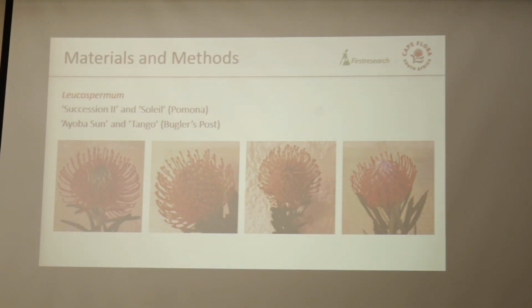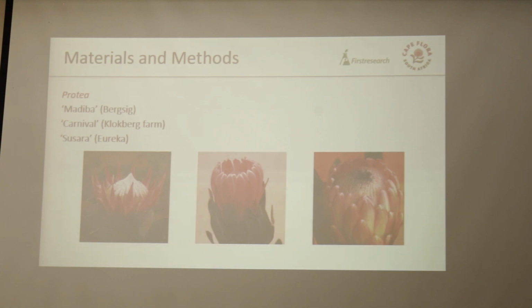Okay, and I used 4 different pincushion cultivars. So I used Succession, Soleil, and this was at the same farm on top of Piketberg Mountain. I'll show you now. And then Ayoba Sun and Tango at Bugler's Post, which is another farm, also on top of Piketberg Mountain. And then I used 3 Proteas.